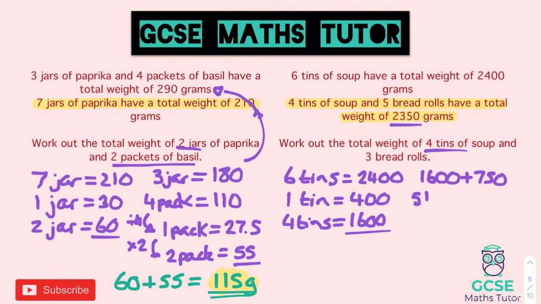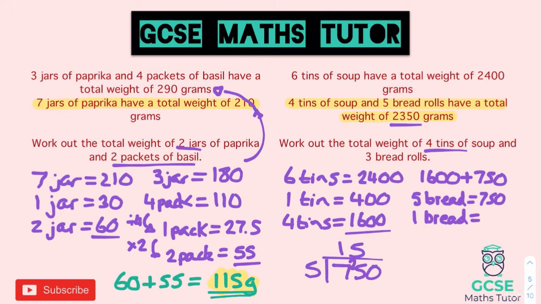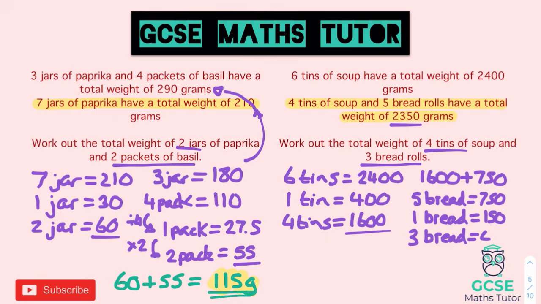So 5 bread rolls is equal to 750. So to get the weight of 1 bread roll, we're going to want to divide that by 5. Again, doing the working out to the side, 750 divided by 5. 5 goes into 7 once, remainder 2, 25 5 times, so it's 150. So 1 bread roll is equal to 150, we'll get rid of this working out, and obviously the question there wanted you to work out the weight of 3 bread rolls, so you would times that by 3, so 3 bread rolls is going to be equal to 450. I'll underline that because that's part of our final answer.